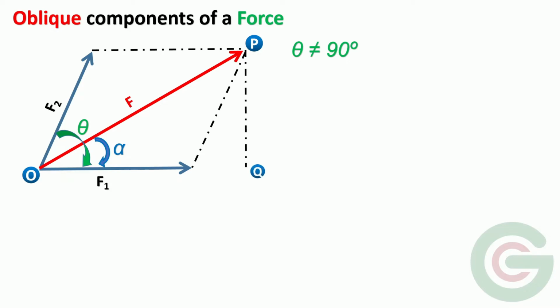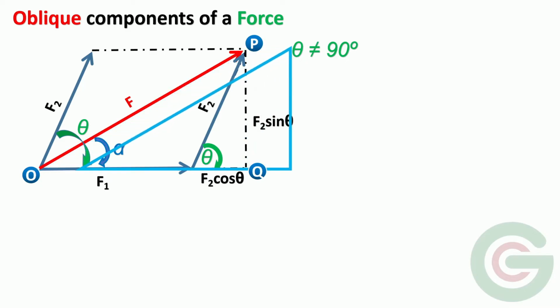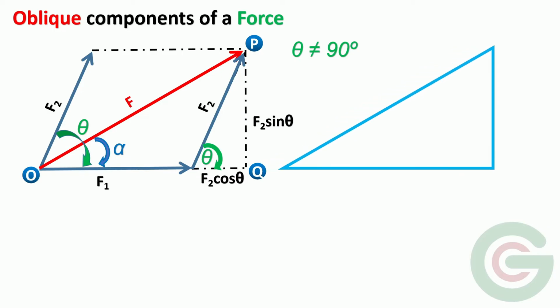Let's draw one vertical line PQ and a horizontal line OQ. Let us take the free vector F2 here. The angle here is theta. The horizontal component of F2 will be F2 cos theta and its vertical component will be F2 sin theta. Consider the triangle POQ. In this triangle, F is the hypotenuse, F2 sin theta is the opposite side, and F1 plus F2 cos theta is the adjacent side.